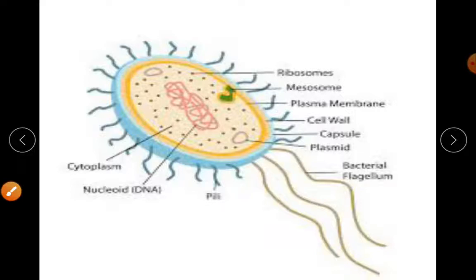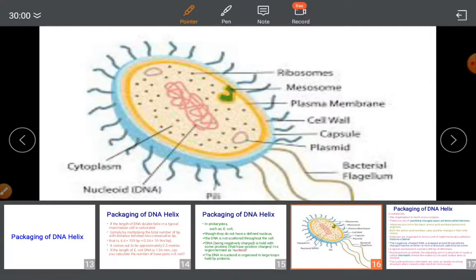Why nucleoid? Is there any nuclear membrane around it? No. So there is no nuclear membrane around it. Therefore, it is free but not scattered. Free but not scattered. Okay.